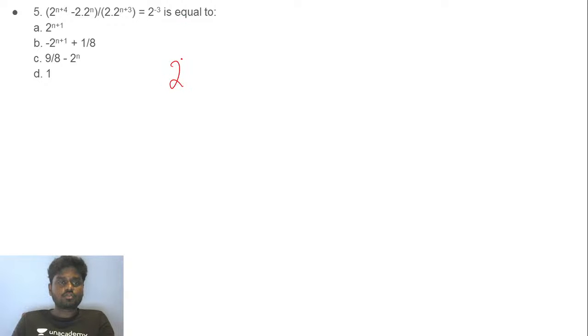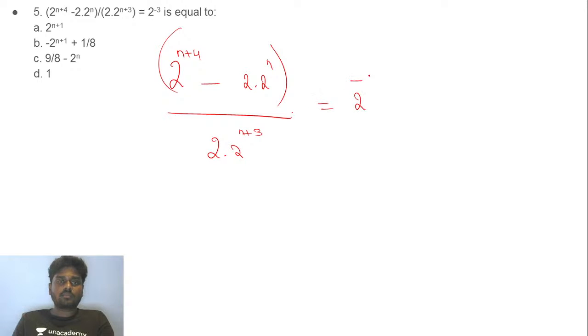So what is given here? 2 power n plus 4 minus 2 into 2 power n divided by 2 into 2 power n plus 3 equal to 2 power minus 3. Okay? Come on, just try to do this.